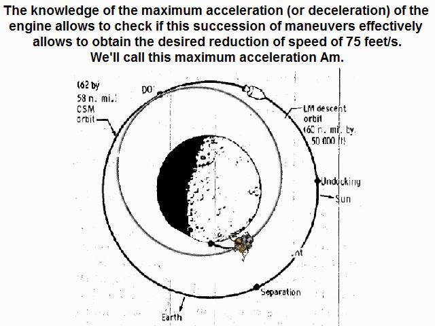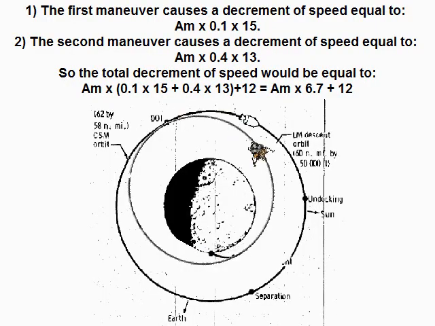The knowledge of the maximum acceleration or deceleration of the engine allows to check if this succession of maneuvers effectively allows to obtain the desired reduction of speed of 75 feet per second. We'll call this maximum acceleration m. 1. The first maneuver causes a decrement of speed equal to m by 0.1 by 15. 2. The second maneuver causes a decrement of speed equal to m by 0.4 by 13. So the total decrement of speed would be equal to m by 0.1 by 15 plus 0.4 by 13 plus 12 equals m by 6.7 plus 12.